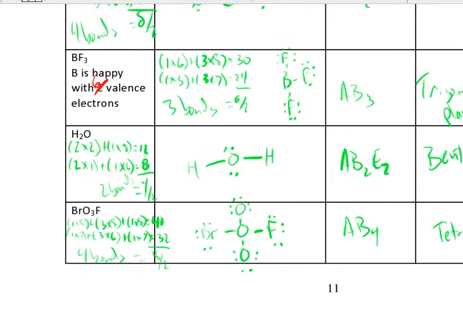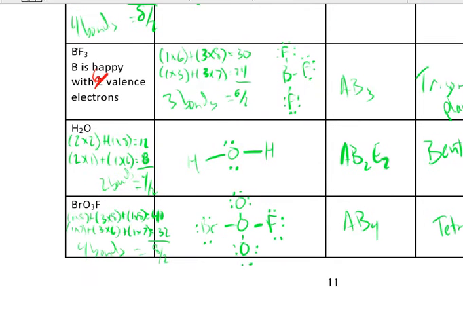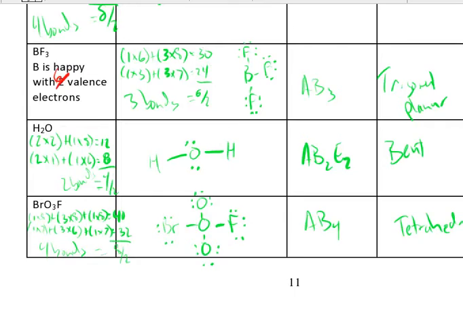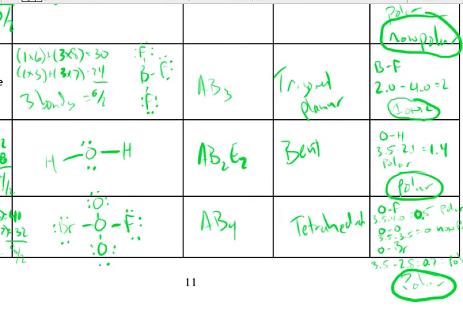There's a correction. I don't know if I told you guys or not, but B is not happy with 2 valence electrons, but with 6 valence electrons. So we do the math. We should end up with 3 bonds. Boron to the 3 fluorines, that's going to give us AB3, no extra electrons for boron because it's going to get its 6 that it's happy with there.